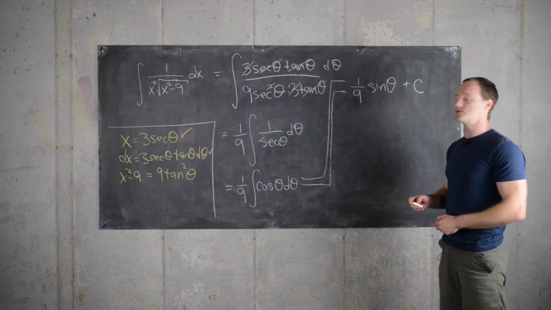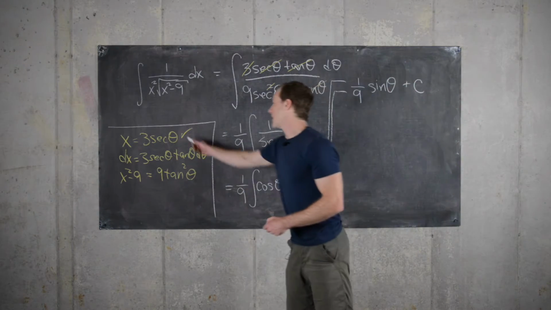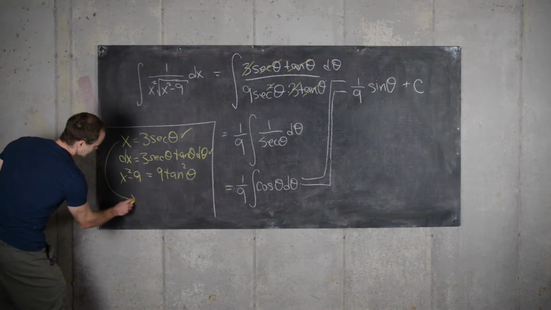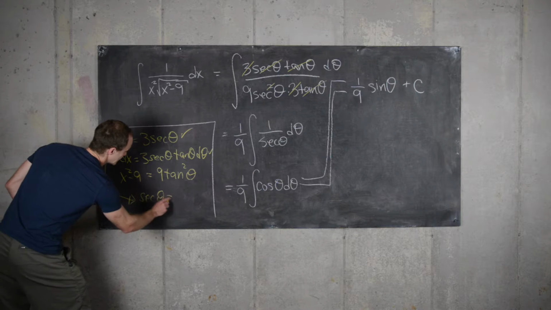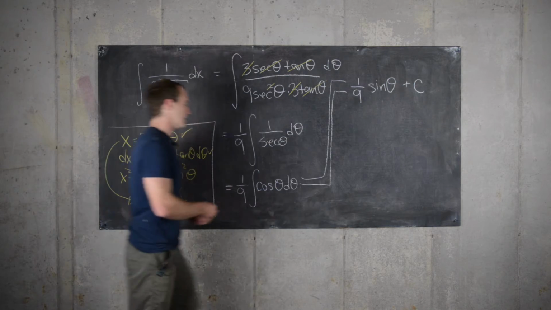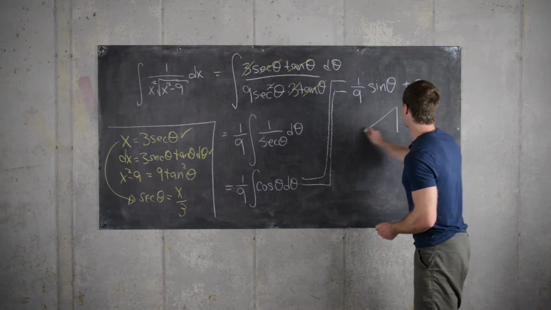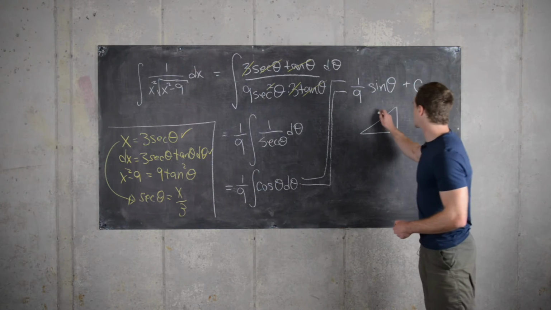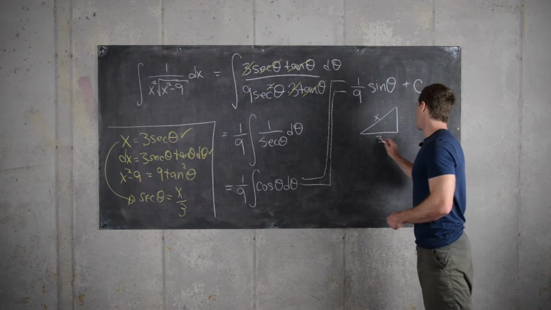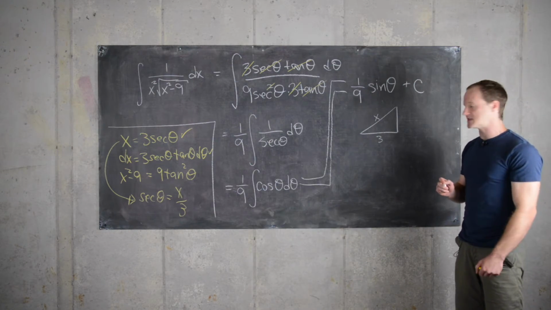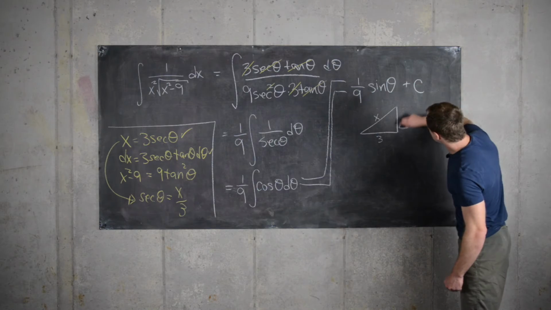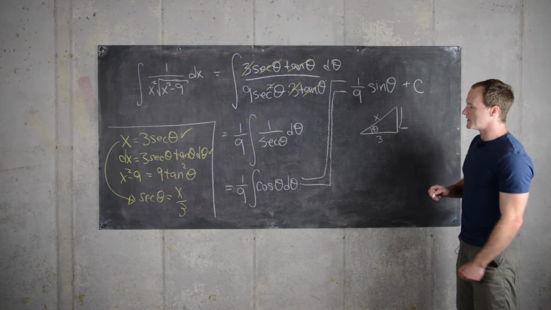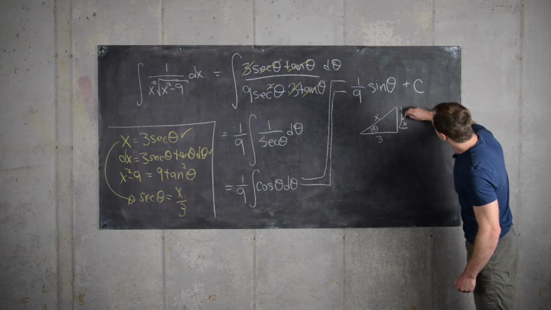We need to write this back in terms of the original variable. So we'll go back over here and see that x equals 3 secant theta. And so we'll take this to write secant theta equals x over 3. And then remember that secant is hypotenuse over adjacent, so that allows us to create a triangle. So that has x at the hypotenuse and 3 at the adjacent, keeping in mind that secant is 1 over cosine. And then the opposite side, keeping in mind that this is theta, will be the square root of x squared minus 9.